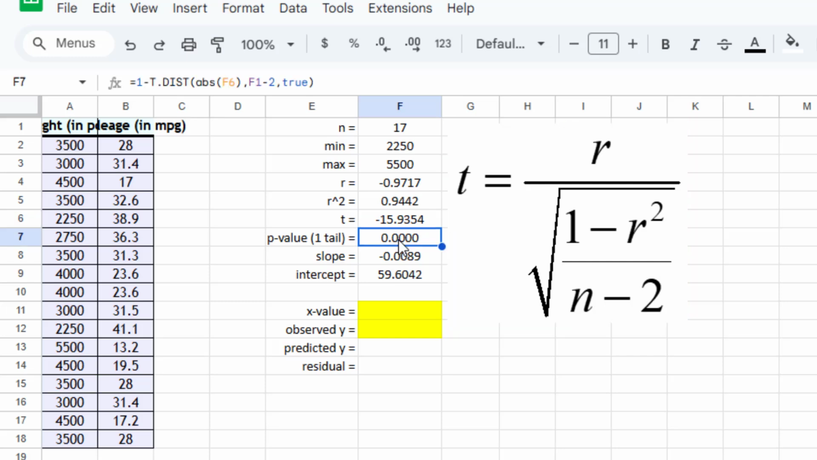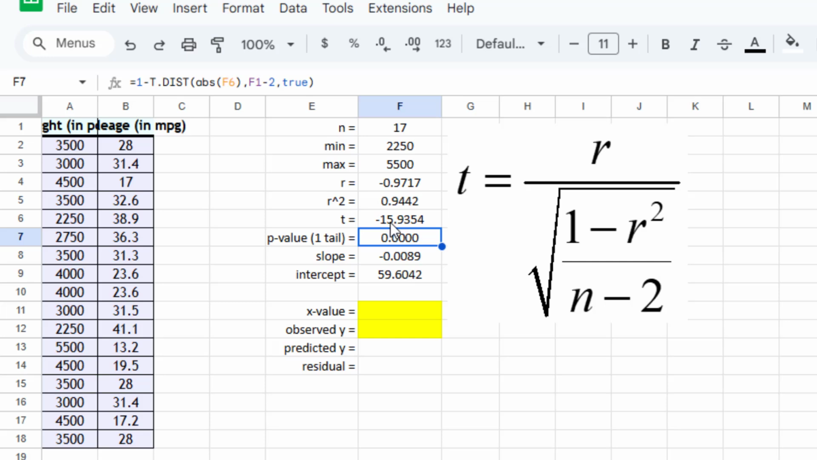Then we can run our p-value, which is the T.DIST function. And when you have the T.DIST function, it's always going to take the area to the left of it. And because we don't know if our t value is going to be positive or negative, we have to take the absolute value of our t. So that's why I've got the absolute value of F6. So it's taking this and turning it into a positive 15. So now any kind of t I get, whether it's positive or negative, I'll always just get the positive version.